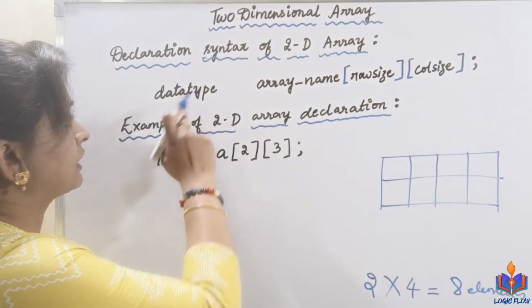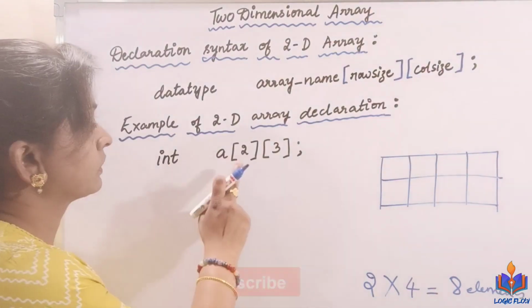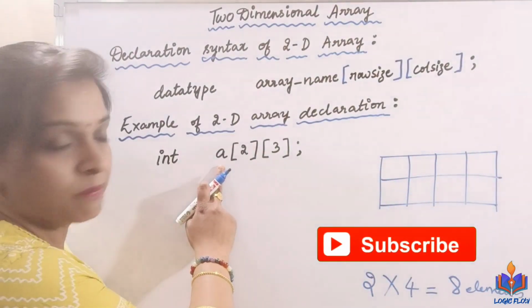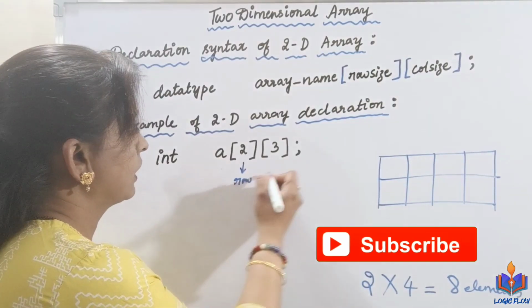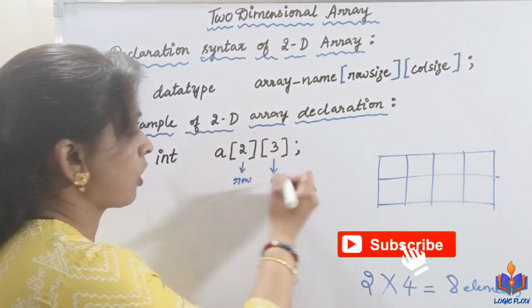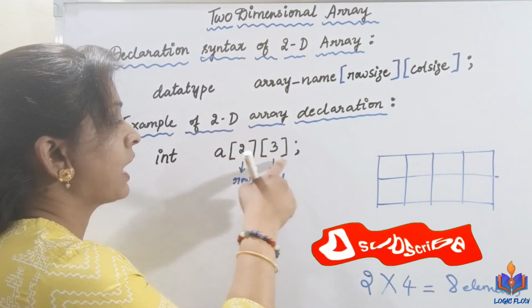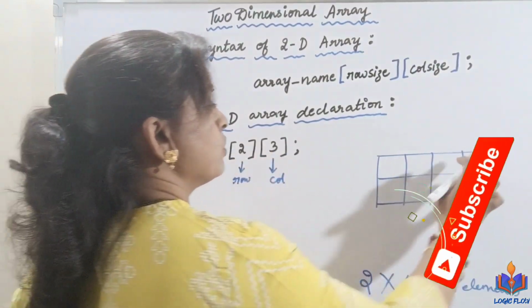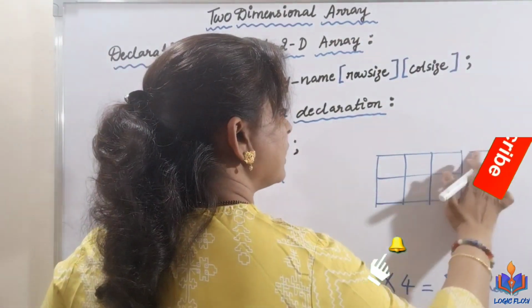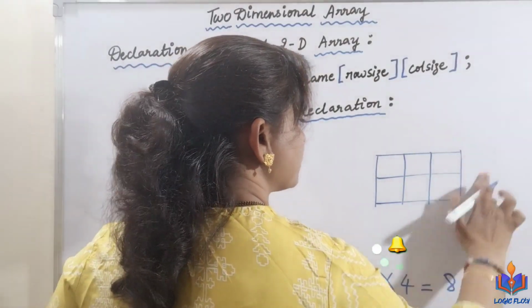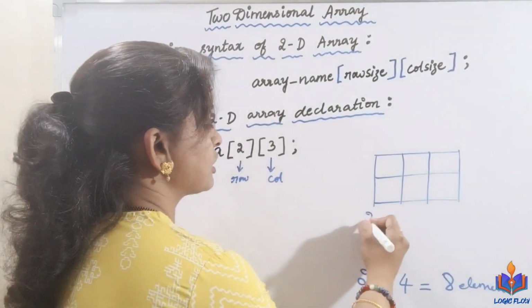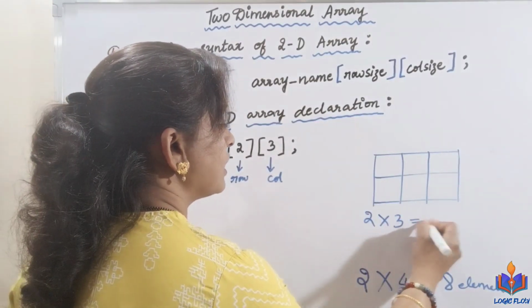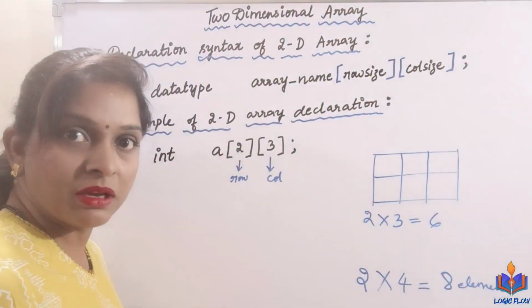The data type I have mentioned is int. A is the array name. The first dimension is the row value and the second dimension is the column value. So it is 2 rows and 3 columns. So maximum how many elements can I store? It is 2 cross 3. It is 6 elements. It can be less than that also.